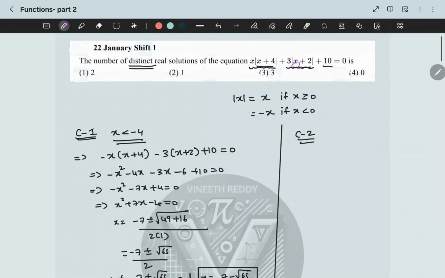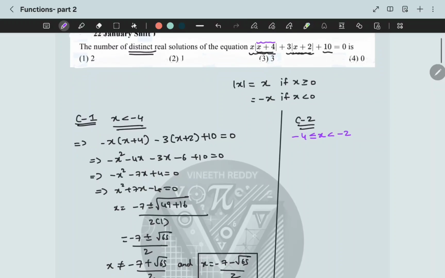Let us take x between minus 4 and minus 2. So x is between minus 4 and minus 2. So if x is greater than minus 4, then this term should be opening with the positive side. So we get x into x plus 4. And if x is less than minus 2, again this term will be opening with a negative sign. So we get minus 3 times x plus 2 plus 10 equals to 0.